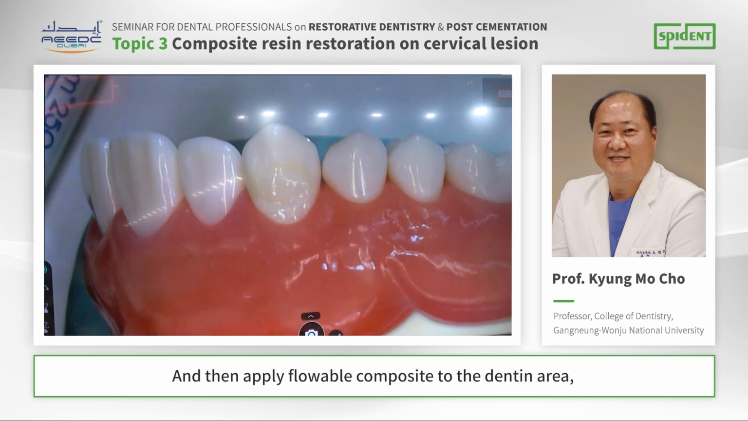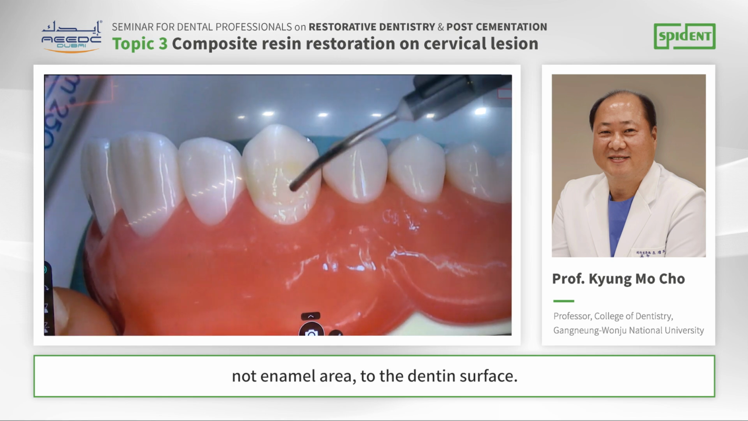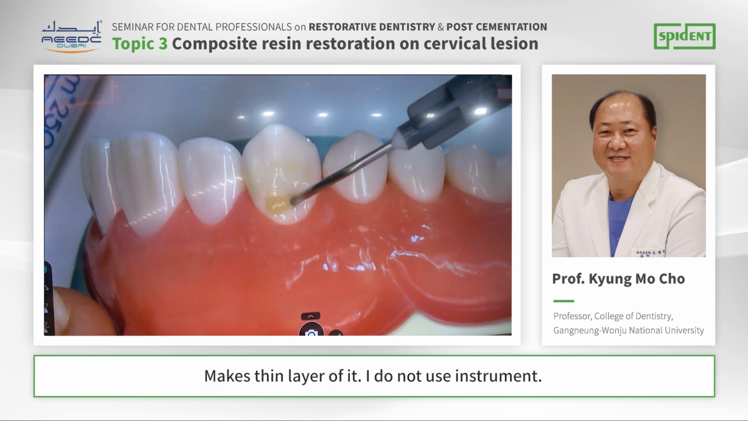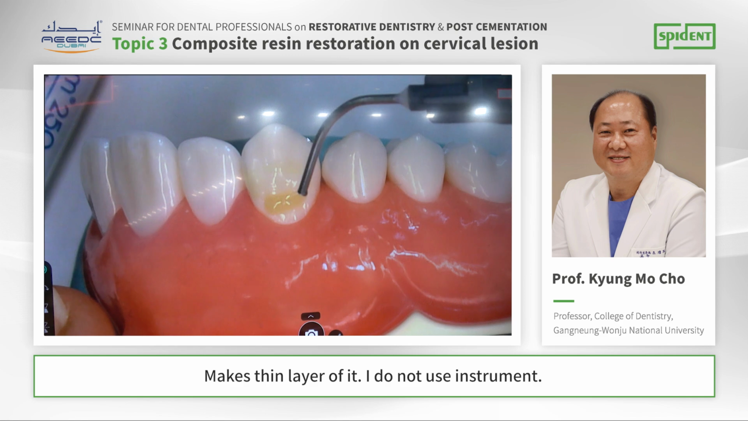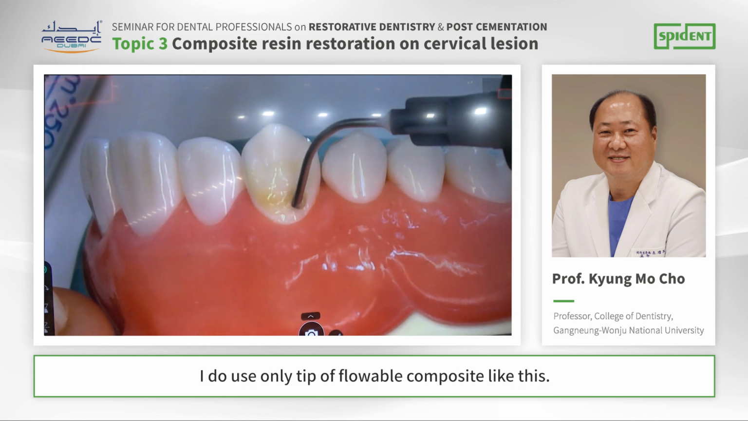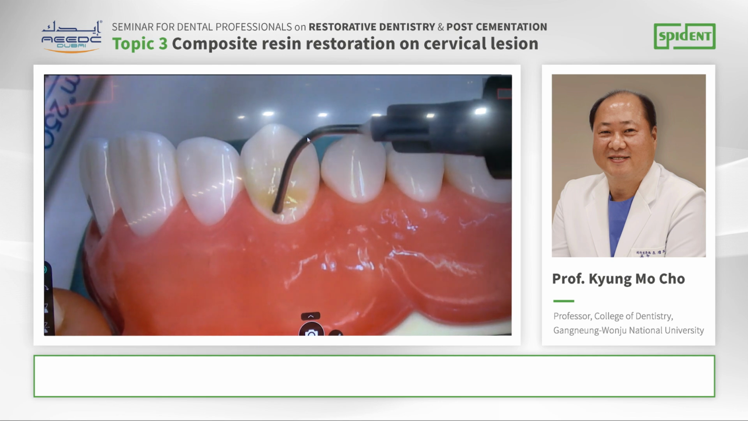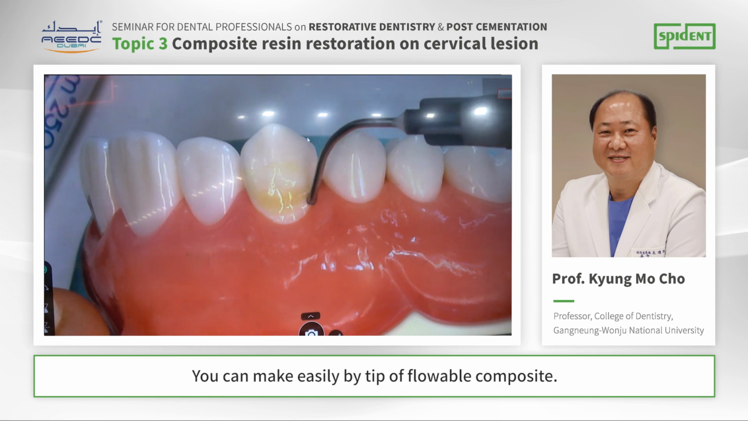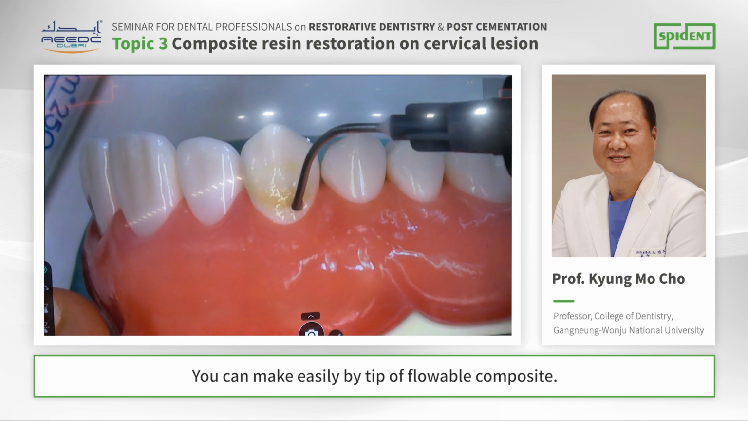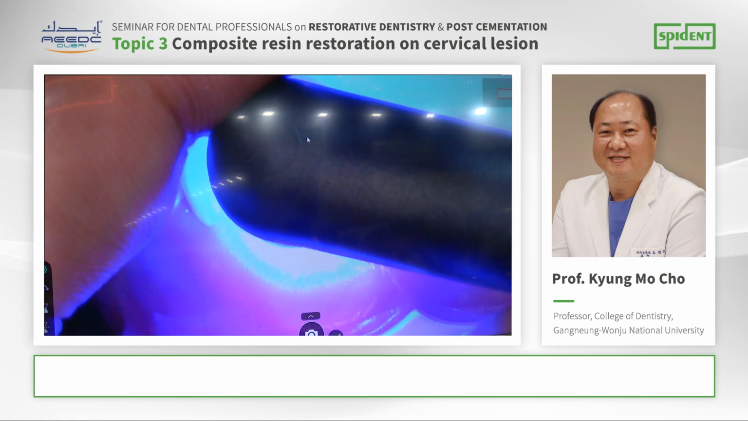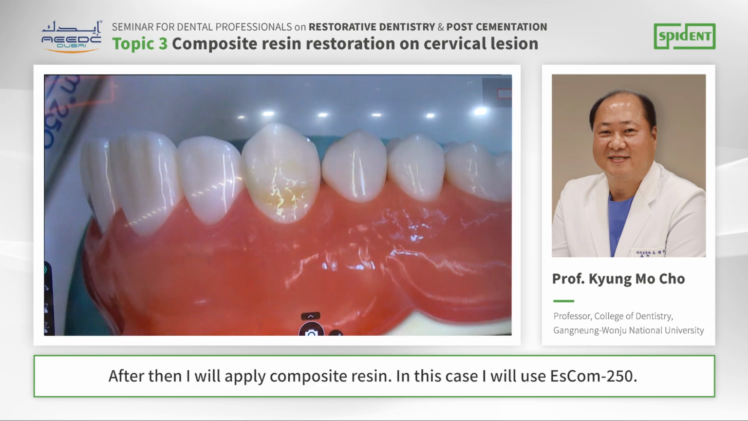Okay, and then apply flowable composite to the dentin area, not the enamel area, to the dentin surface, as a thin layer. I do not use an instrument, I use only the tip of the flowable composite. Like this. You can easily make the right shape with the flowable composite. And then like this. After that, I will apply composite resin.